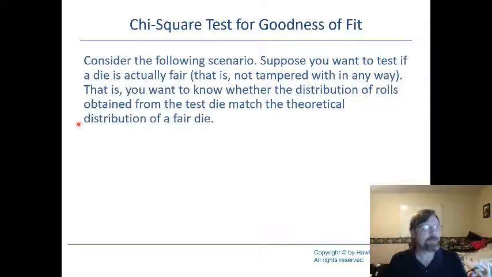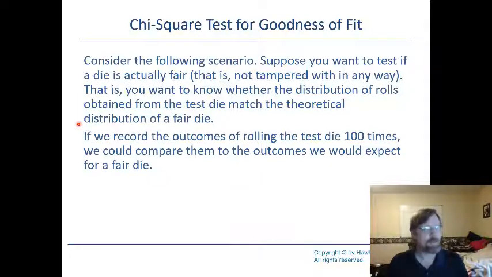So let's say we want to test whether or not a die is loaded, which is to say, we want to know if the theoretical distribution of rolls, where each side has an equal likelihood of showing up, matches the experimental one. If it's loaded, it's going to land on one number more than the others. So we record the outcomes of rolling a test die 100 times and compare to what we would expect for a fair die.